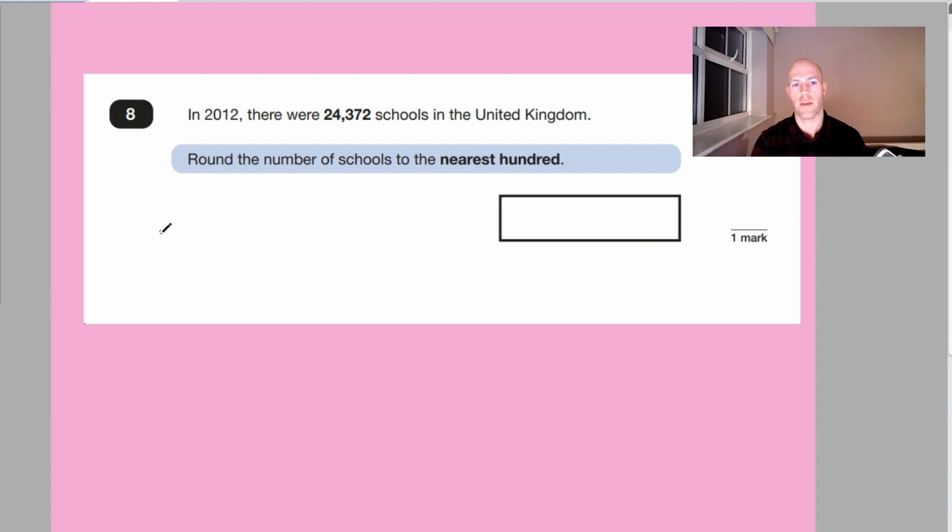In 2012, there were 24,372 schools in the United Kingdom. Round it to the nearest 100. So if I'm rounding it to the nearest 100, I know I'm going to have at least 2 zeros at the end. It may well be that I tip into another 1,000, so I might have 3, but my answer I know definitely has to have 2 zeros at the end.